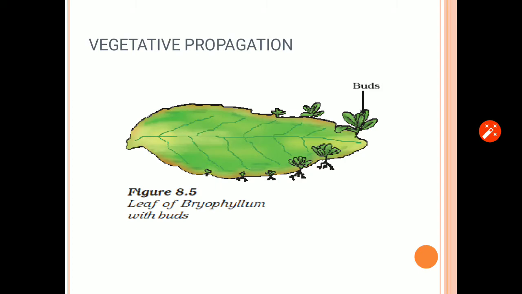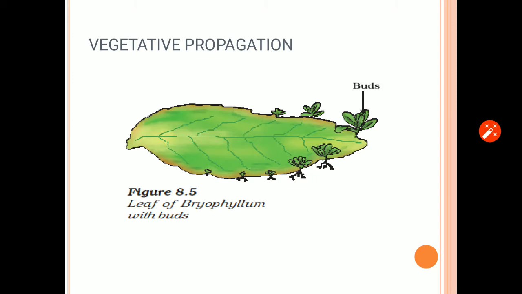So from a single leaf we get many plants, and so there is rapid multiplication in the number of organisms of the population. This type of reproduction, in which any part of the plant except the flower gives rise to a new organism, is termed vegetative propagation, and the part involved is termed the vegetative propagule. Here the leaf is acting as a vegetative propagule.